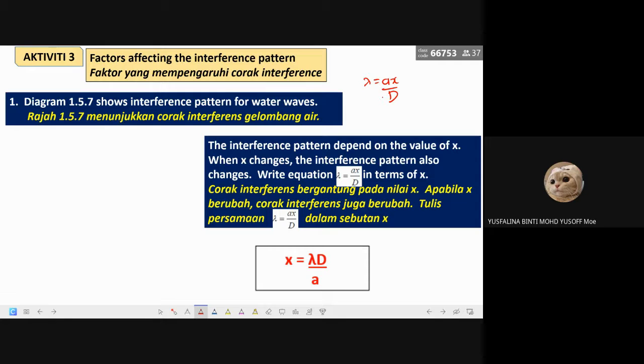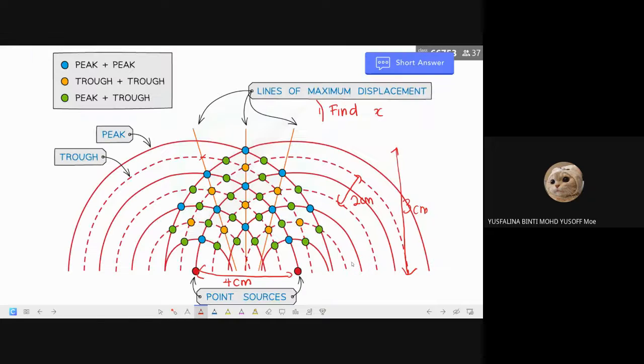So this is the equation. They ask you to write the equation lambda equals ax over d in terms of x. Lambda equals ax over d, so lambda d equals ax. Then lambda d over a, you will get x. That is how you get this equation. They ask you to write the equation lambda equals ax over d in terms of x. So that's the formula.